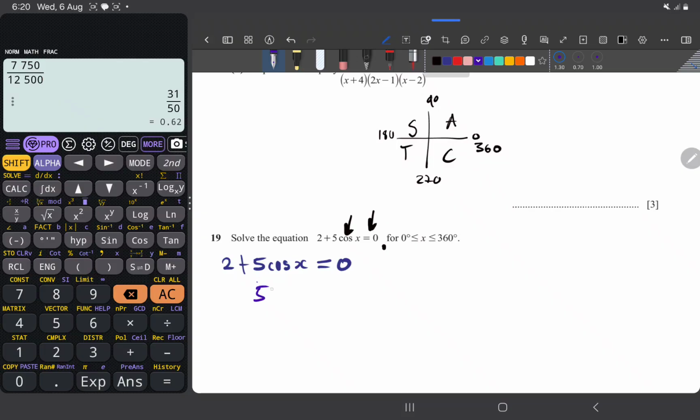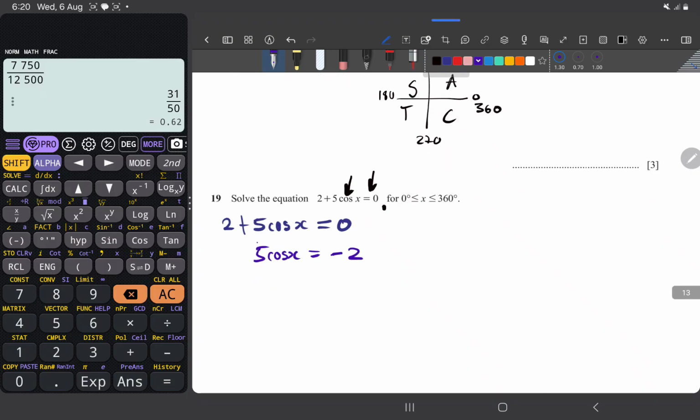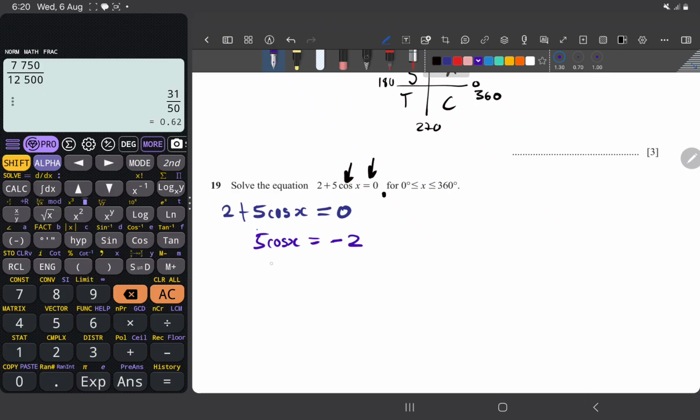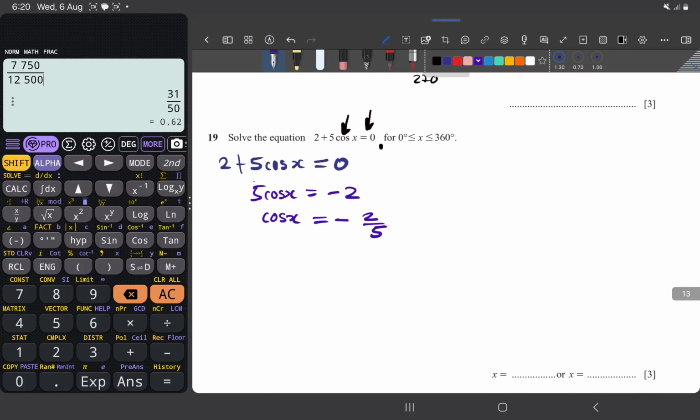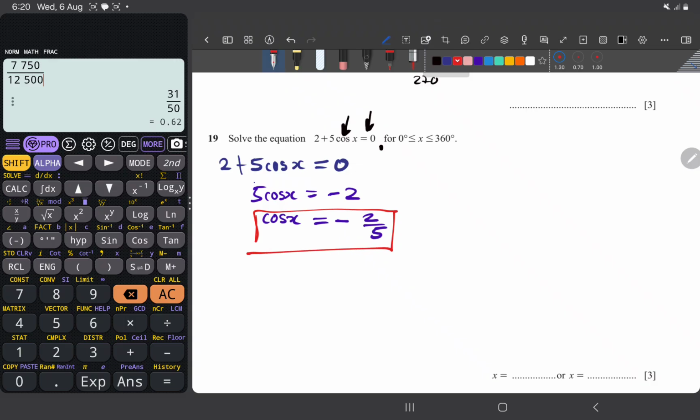So it's going to be 5 cos x is equal to, the 2 was adding, it will come this side to subtract, so it'll be minus 2. Then we are trying to make x the subject, so we now have cos x is equal to minus 2 over 5, because the 5 is coming to divide. It was multiplying on the left. When it goes to the right, it will divide.